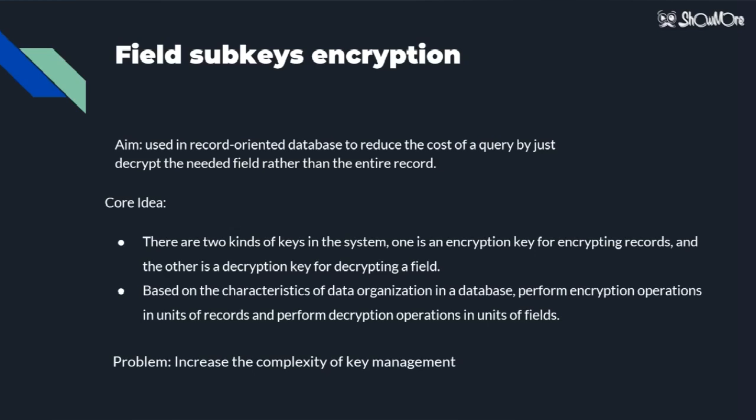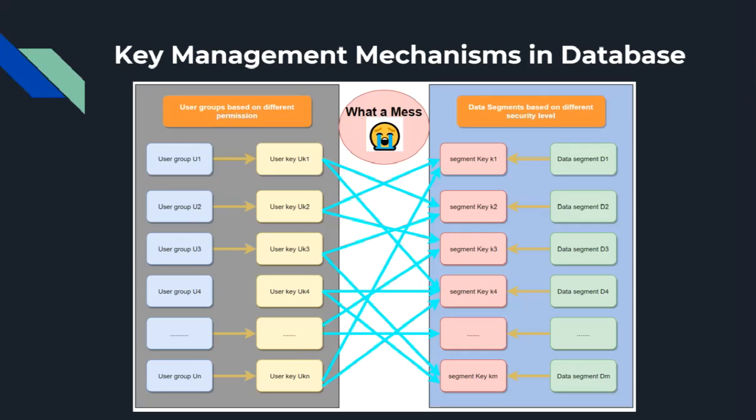The core idea of the subkey encryption algorithm is to perform encryption operations on records with an encryption key and perform decryption operations on fields with a decryption key. However, because the system must store two keys, this schema also increases the complexity of the key. The key management in database is also an important task.